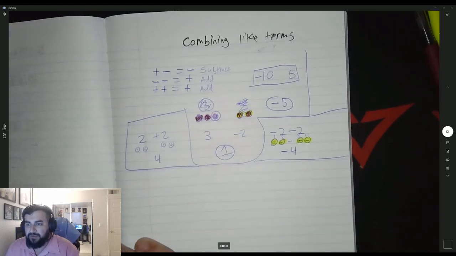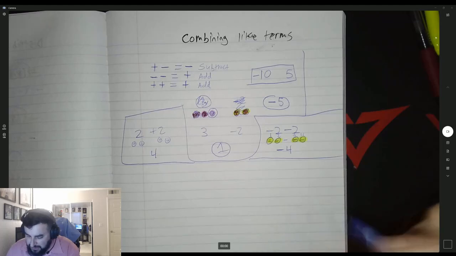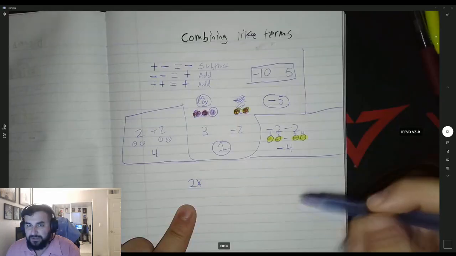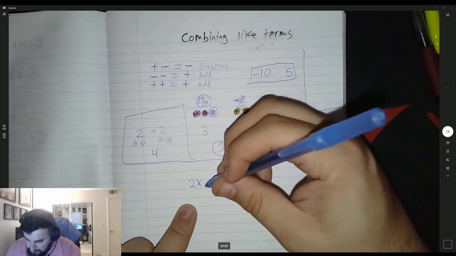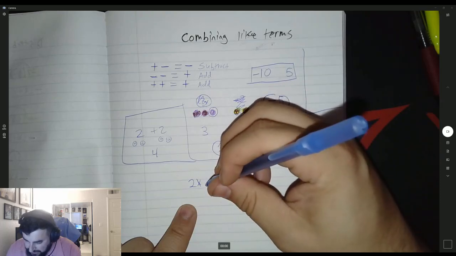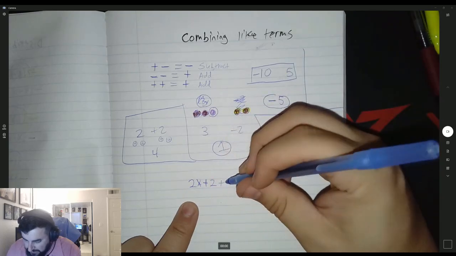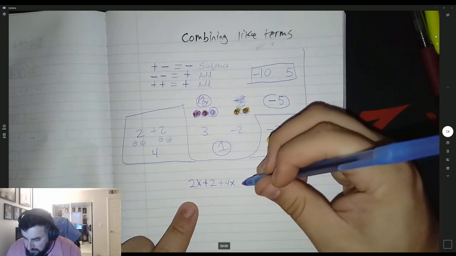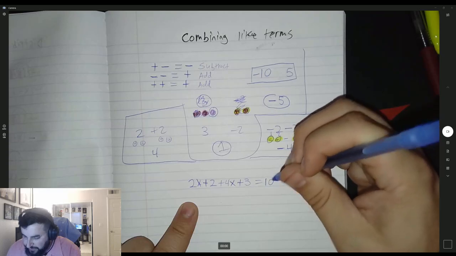Now let's make this a little bit more difficult. Okay, so let's say we have our equations in class. So you get this. You get 2x, and I'm not going to be worried right now about solving equations, but I'm going to make it look like an equation because that's what you're going to see in class. So we get 2x plus 2 plus 4x plus 3 equals, let's just put a 10 over here.